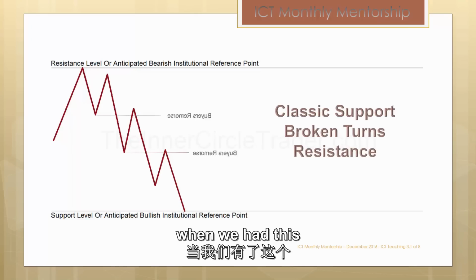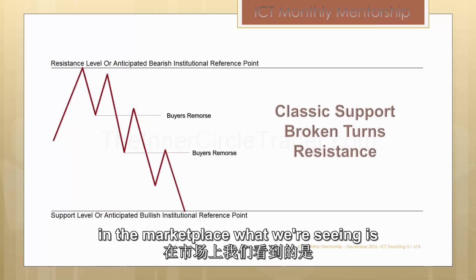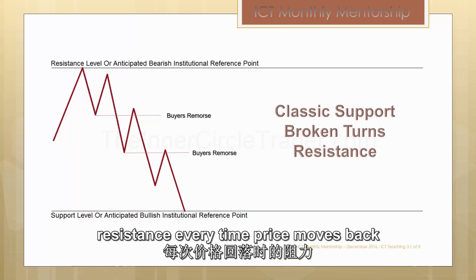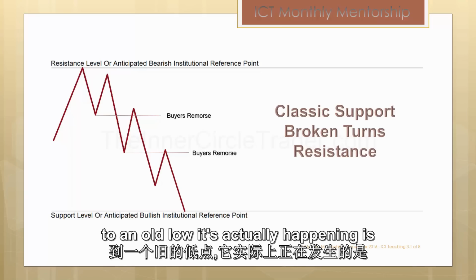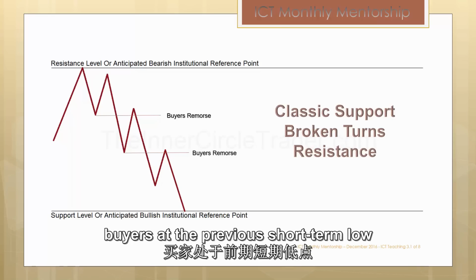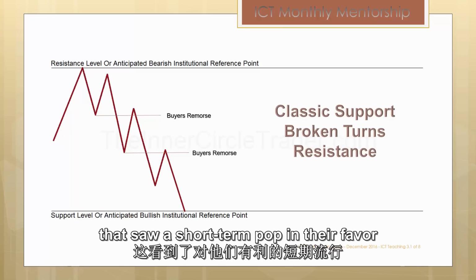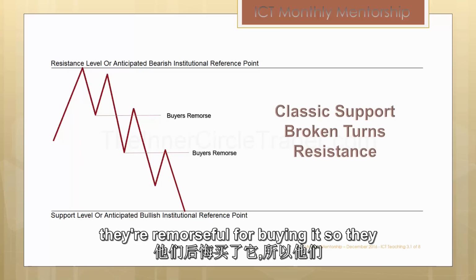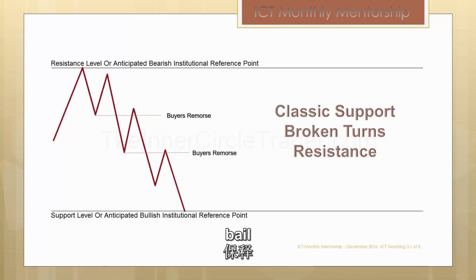When we have this, in the marketplace, what we're seeing is the classic support broken turns resistance. Every time price moves back to an old low, what's actually happening is it's referred to as buyer's remorse. The buyers at the previous short-term low that saw a short-term pop in their favor, then eventually saw the market break below that low they bought at. When price gets back to that level, they're remorseful for buying it, so they bail.